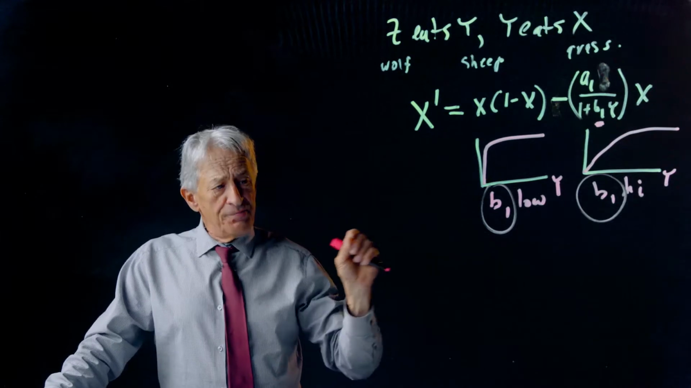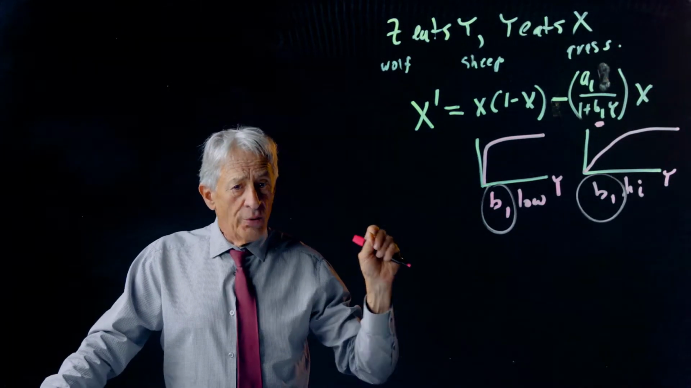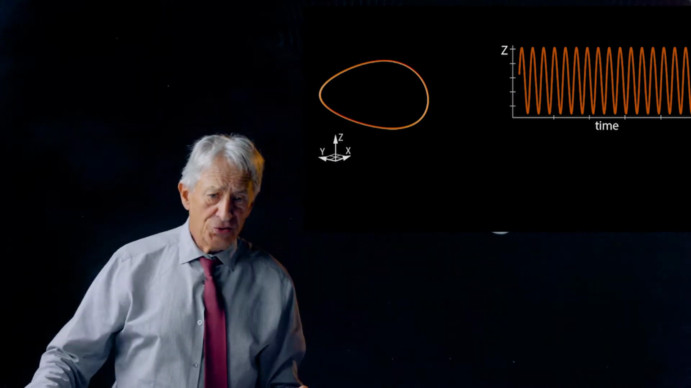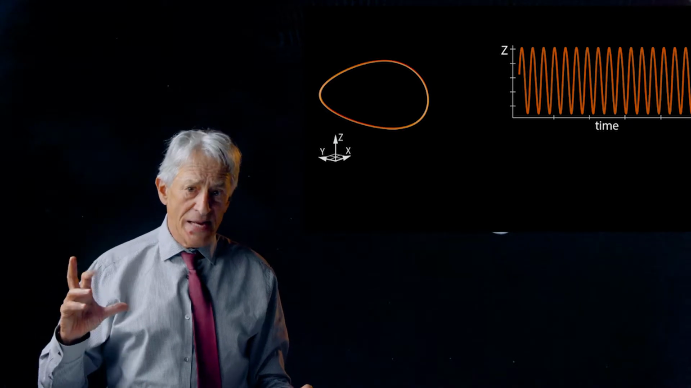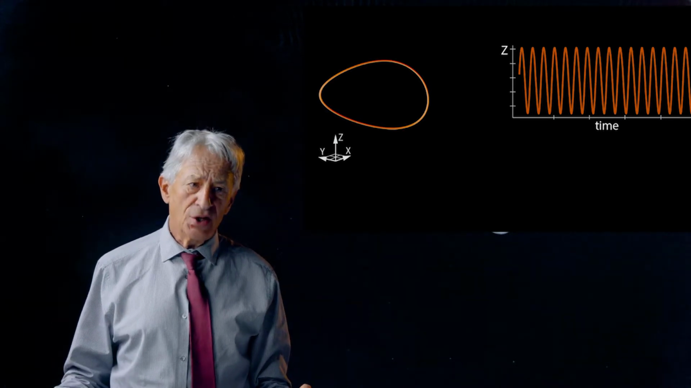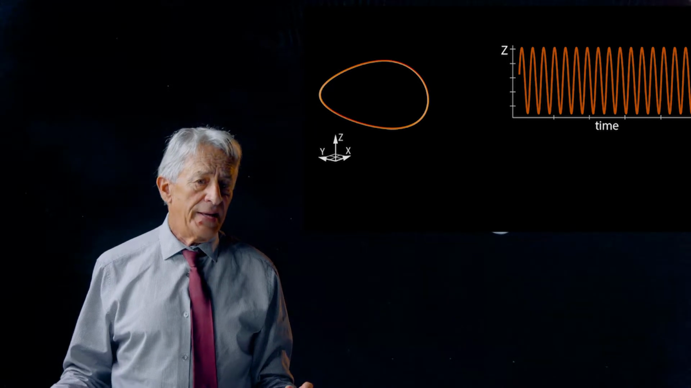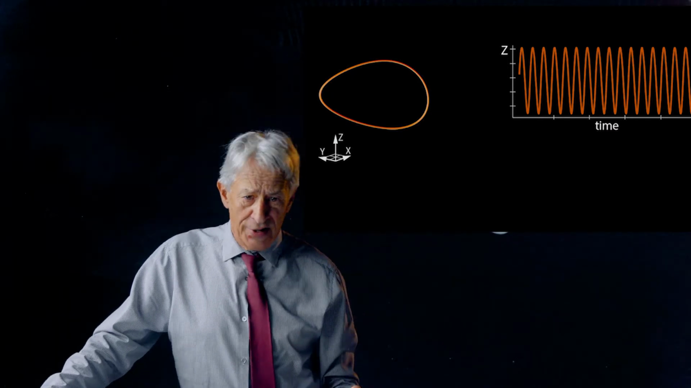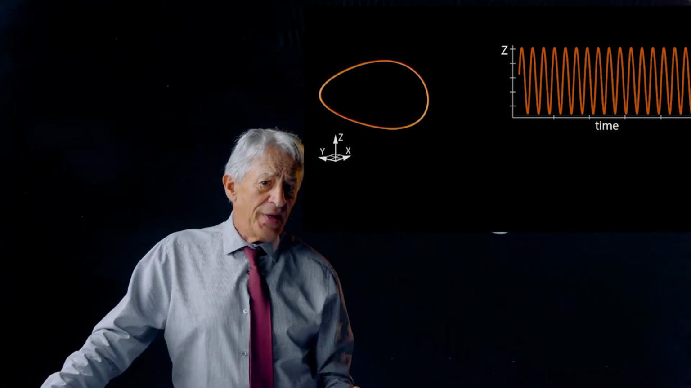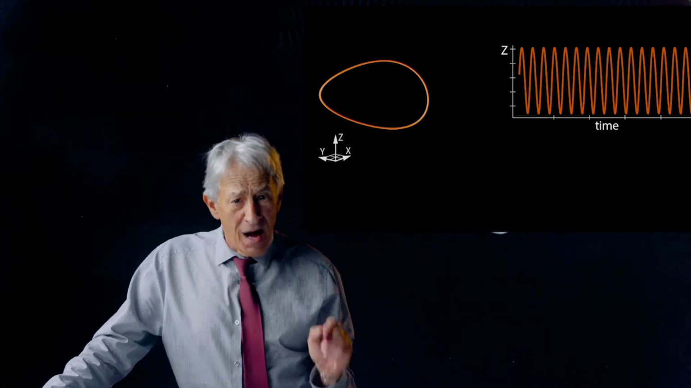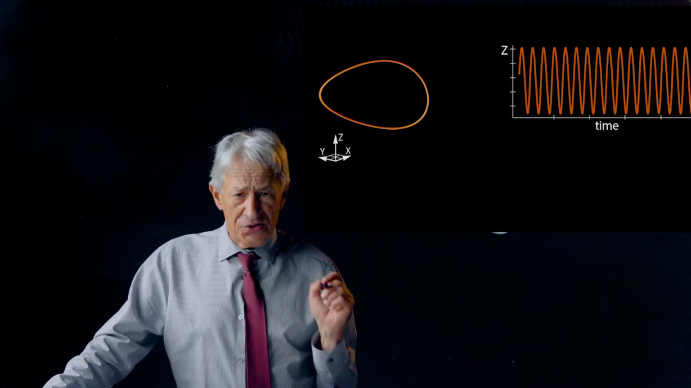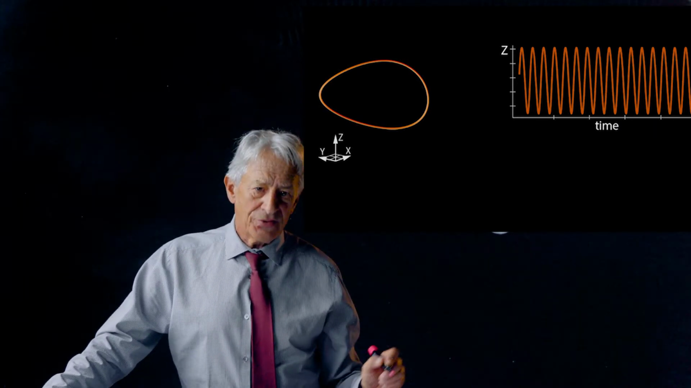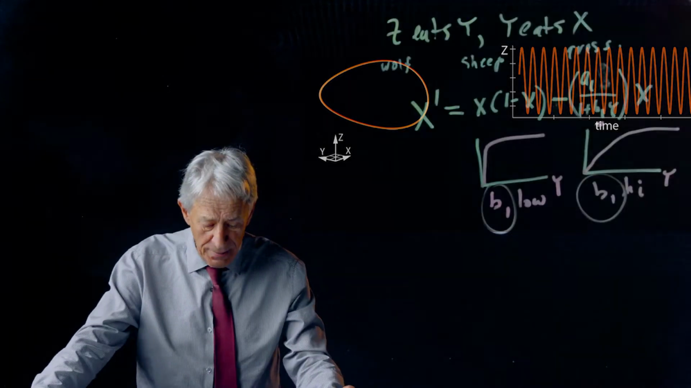Now, if we increase B1, we get a bifurcation. And the bifurcation is to a stable limit cycle, to a limit cycle attractor. And that limit cycle attractor is a simple oscillation, and you see it right here. And so that is a bifurcation. In fact, that's a Hopf bifurcation, because a stable equilibrium point has become unstable and a stable limit cycle attractor has appeared. That is Hopf bifurcation.